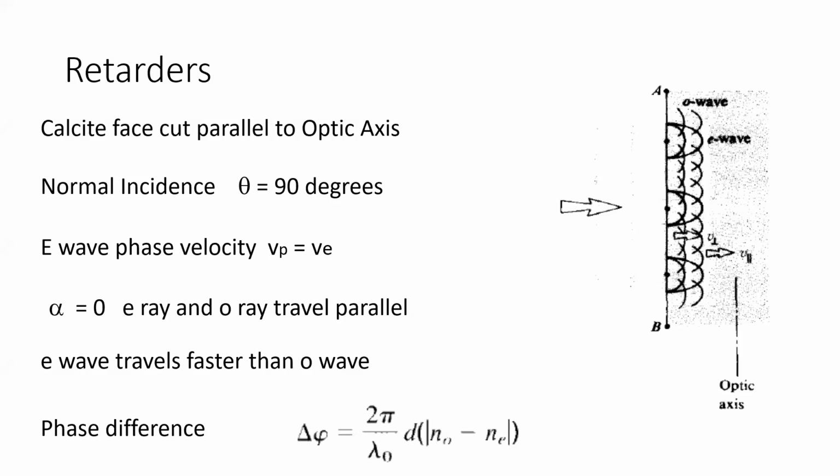Again, what are positive and negative crystals? We have discussed that: for positive crystals, NE is greater than NO, and for negative crystals it is the other way around. Basically, which of the refractive indices is greater determines whether the crystal is positive or negative.